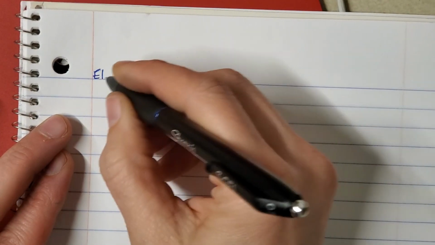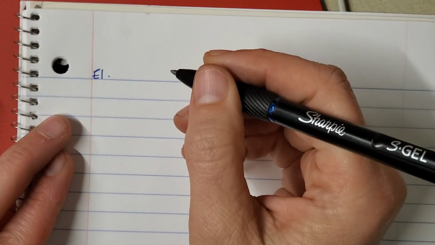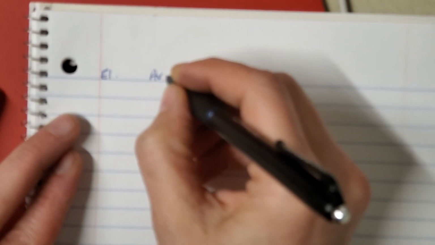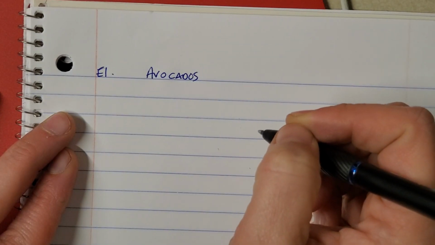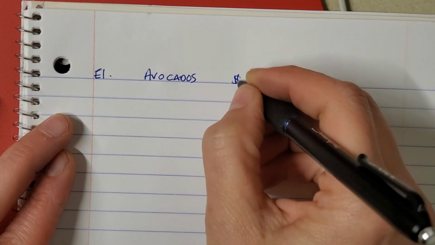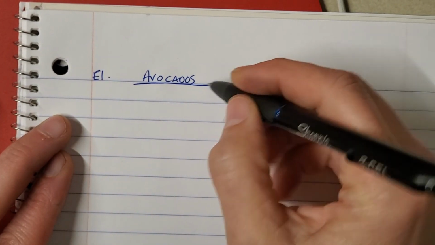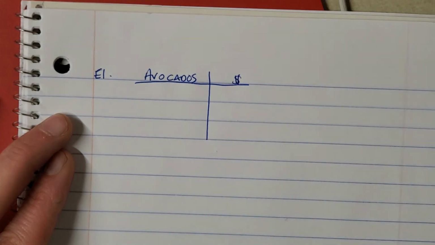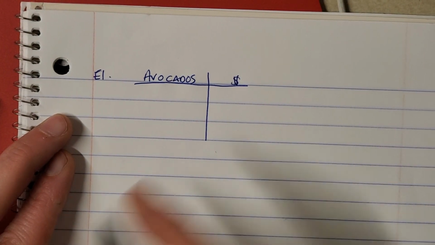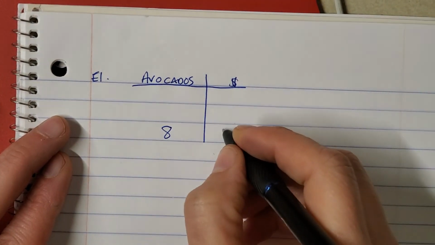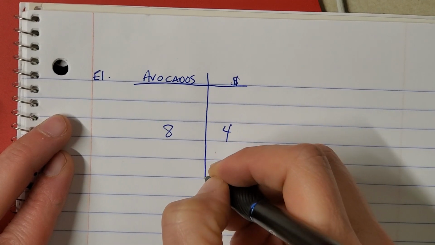So let's pretend at the store you're in currently, let's go to the produce department, all right? Let's say you could buy avocados. And obviously avocados are going to cost money, right? So let's just make a quick little T-chart. And if you bought 8 avocados, it would cost you $4.